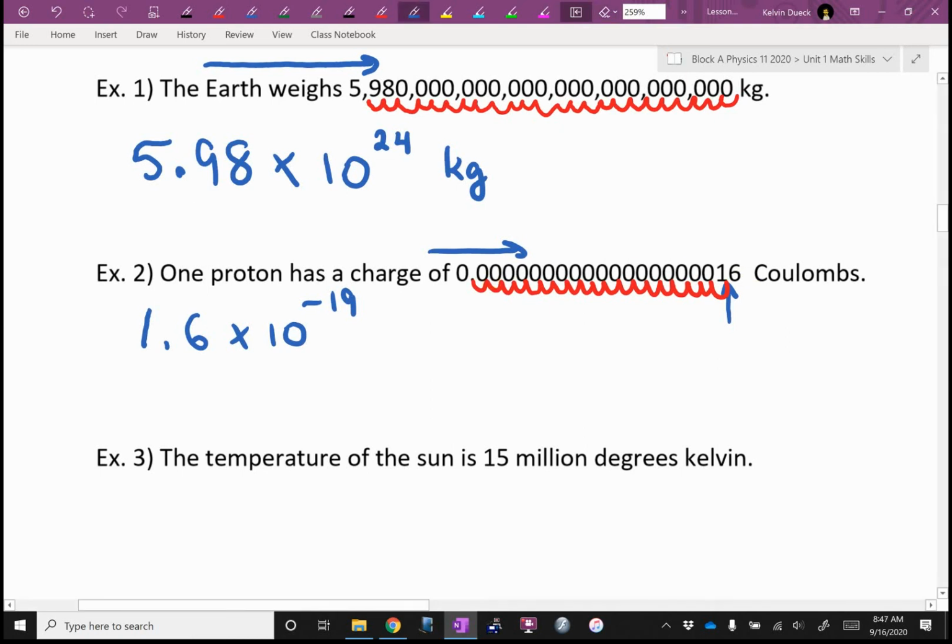I know that the mass of the Earth is 5.98 times 10 to the 24th. I know that the charge on a proton is positive 1.6 times 10 to the negative 19 coulombs. By the way, the charge on an electron is negative 1.6 times 10 to the negative 19 coulombs because that's how protons and electrons work.